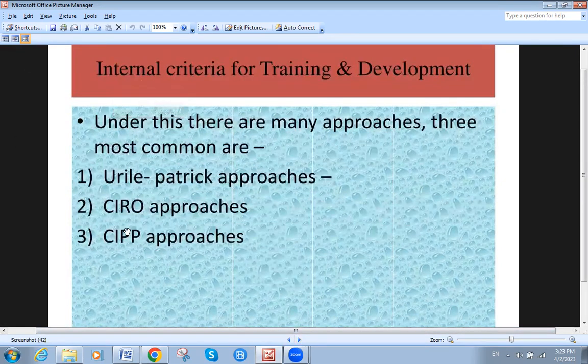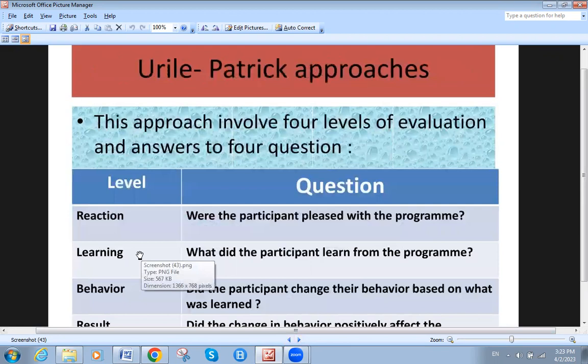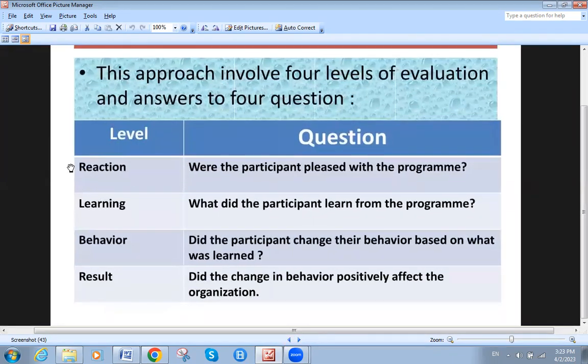If we talk about the internal, it consists of the Kirkpatrick approach, and we have the CIRO approach, and we have the CIPP approach. You can say CIRO or CIPP approach. We'll take them in turn. The first one, Kirkpatrick, involves levels of evaluation and answers four questions. Those four questions are very important: reaction, learning, behavior, and results. Those are the questions about the training program. How to evaluate the training program?